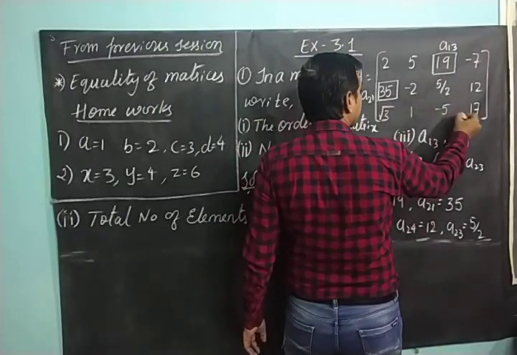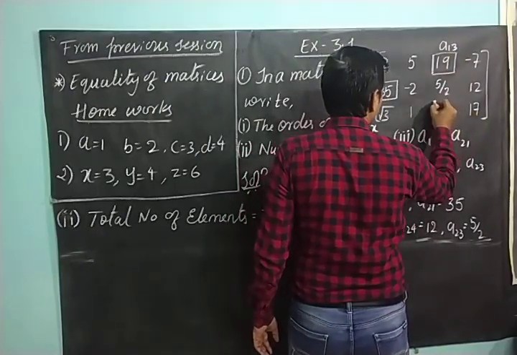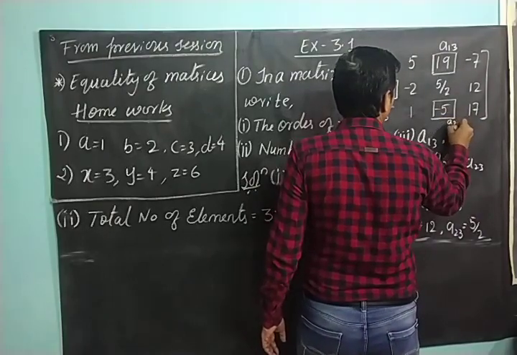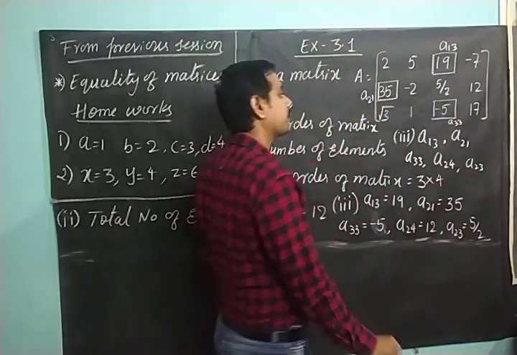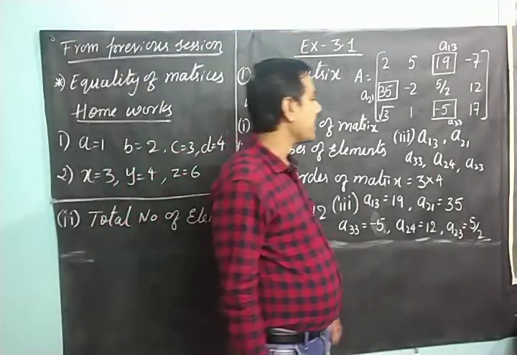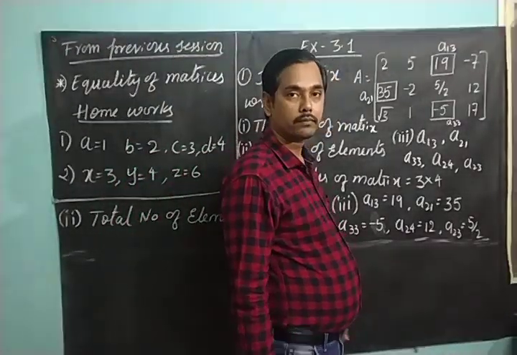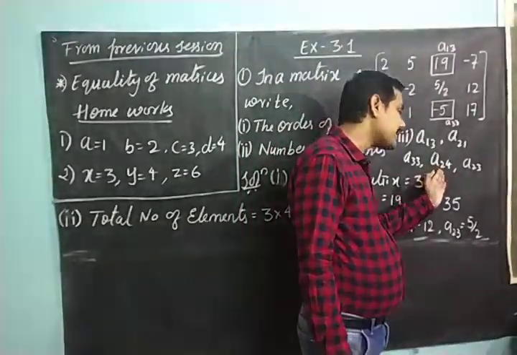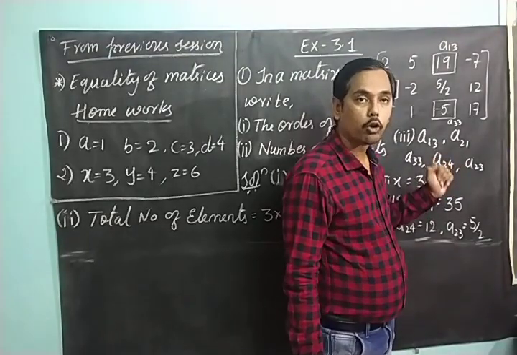Which is the third row here? This is the third row. Which is the third column? This is the third column. So this is the third row and third column. Right? Next, A24. That is the element in the second row and fourth column.